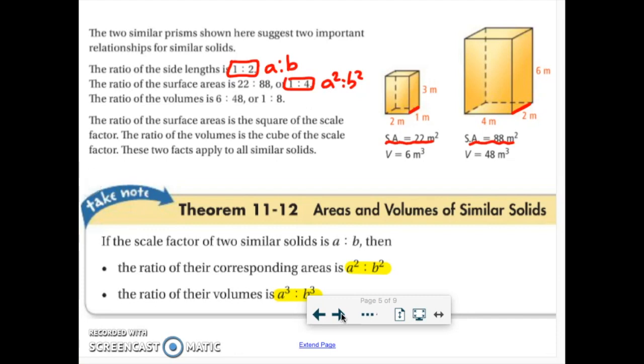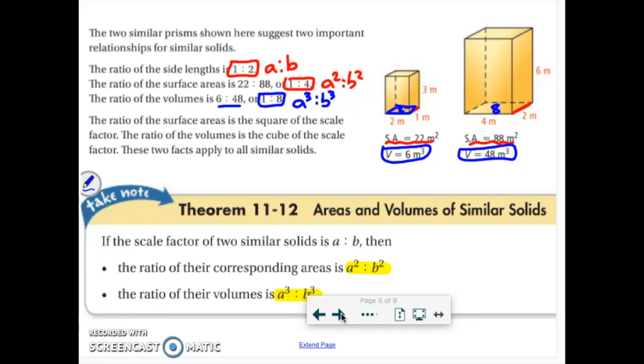Then when you go get the volumes, remember how this works. So you can get the area of the bottom, which is 2 times 3, where they get that 6. Down here, you can do 4 times 8 to get 32, and 8 times 6 is where they get this 48. So the ratio is 6 to 48, which simplifies to 1 to 8. But I could have just done A cubed to B cubed right away, I could have gotten from my A to B, which is 1 to 2, up to that A cubed to B cubed.